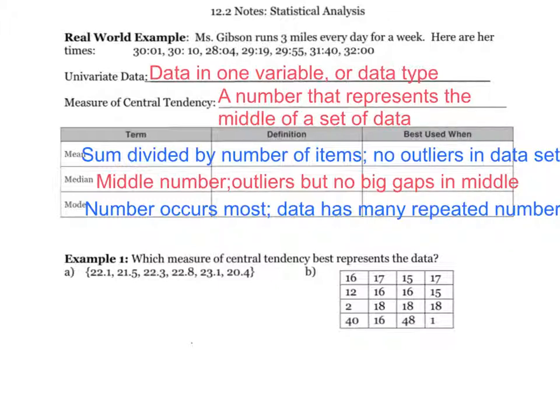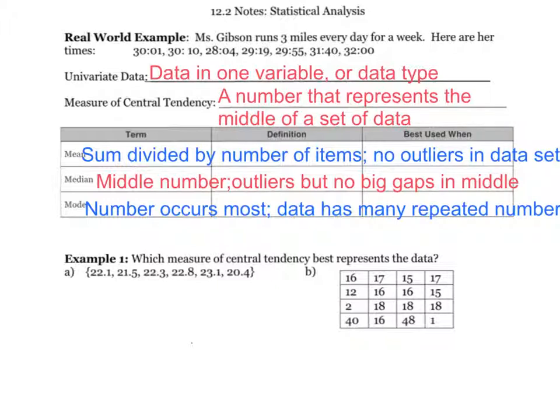And then we can also use mode, which is when we find the number that occurs the most. So if there's a number that maybe she ran, and I guess we don't have any on this one, but maybe she ran it on 2 different days in 28 minutes, then that would be the mode because it would show up the most. And we're going to use this one when the data has many repeated numbers going on.